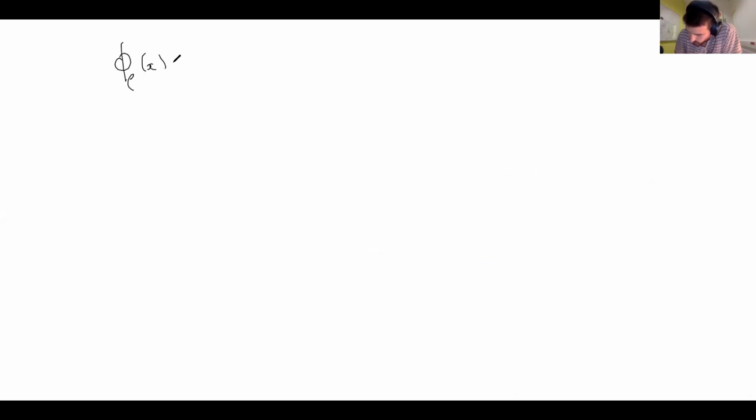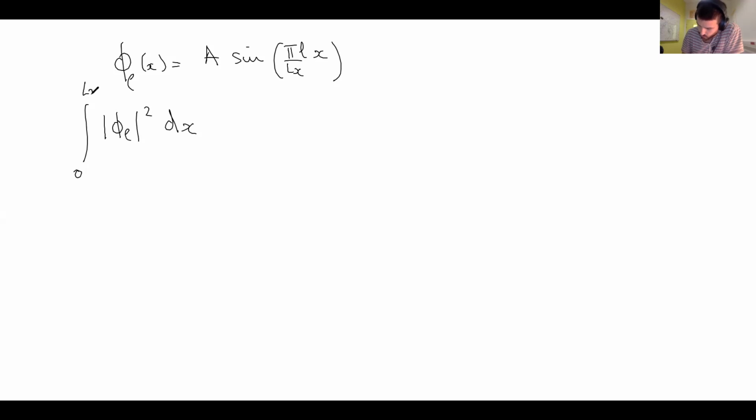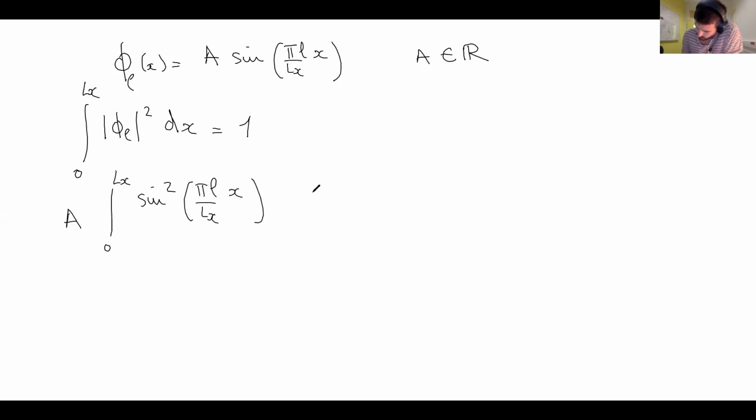φ_L(x) is equal to A times the sine of π over Lx times L times x. And this should be normalized properly. So if I integrate over the 1D box, this should be equal to 1. Without any loss of generality, I can assume that A is a real number, because the constant phase would not matter here at this stage. So this is A squared times the integral from 0 to Lx of sine squared of this quantity, that should be equal to 1.